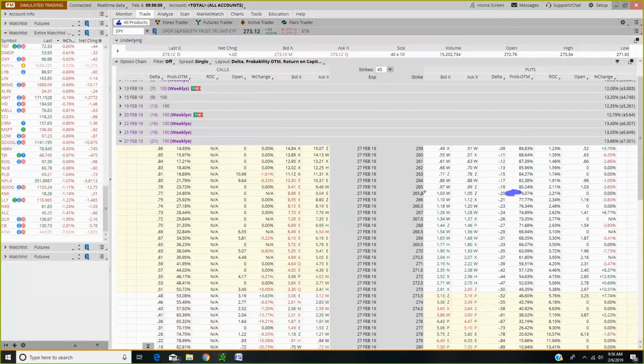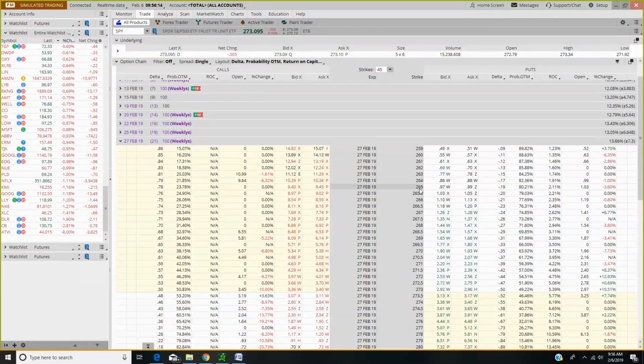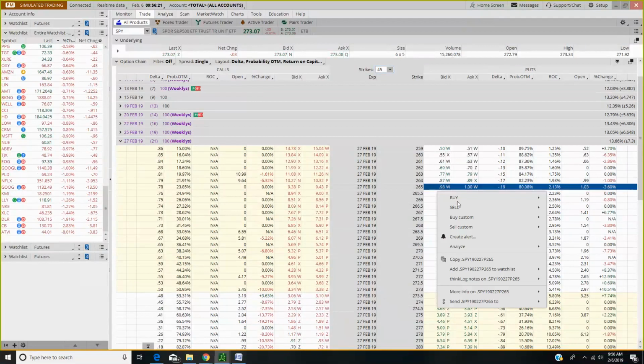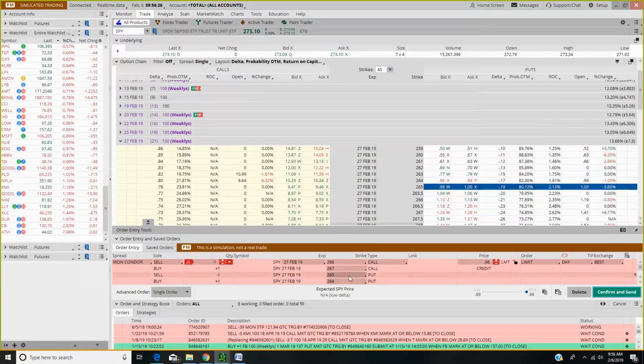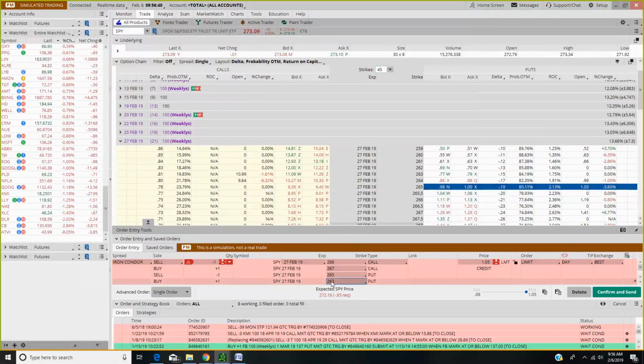Now, if you notice, I want to do the 265.5, but they don't have any 55. So I'm going to go down to the 265. I'm going to sell. This has an 80% probability. Right-click on the 265, sell Iron Condor. Sell the 265, and then we're going to buy the 263. Okay? Sell the 265 put and buy the 263 put.